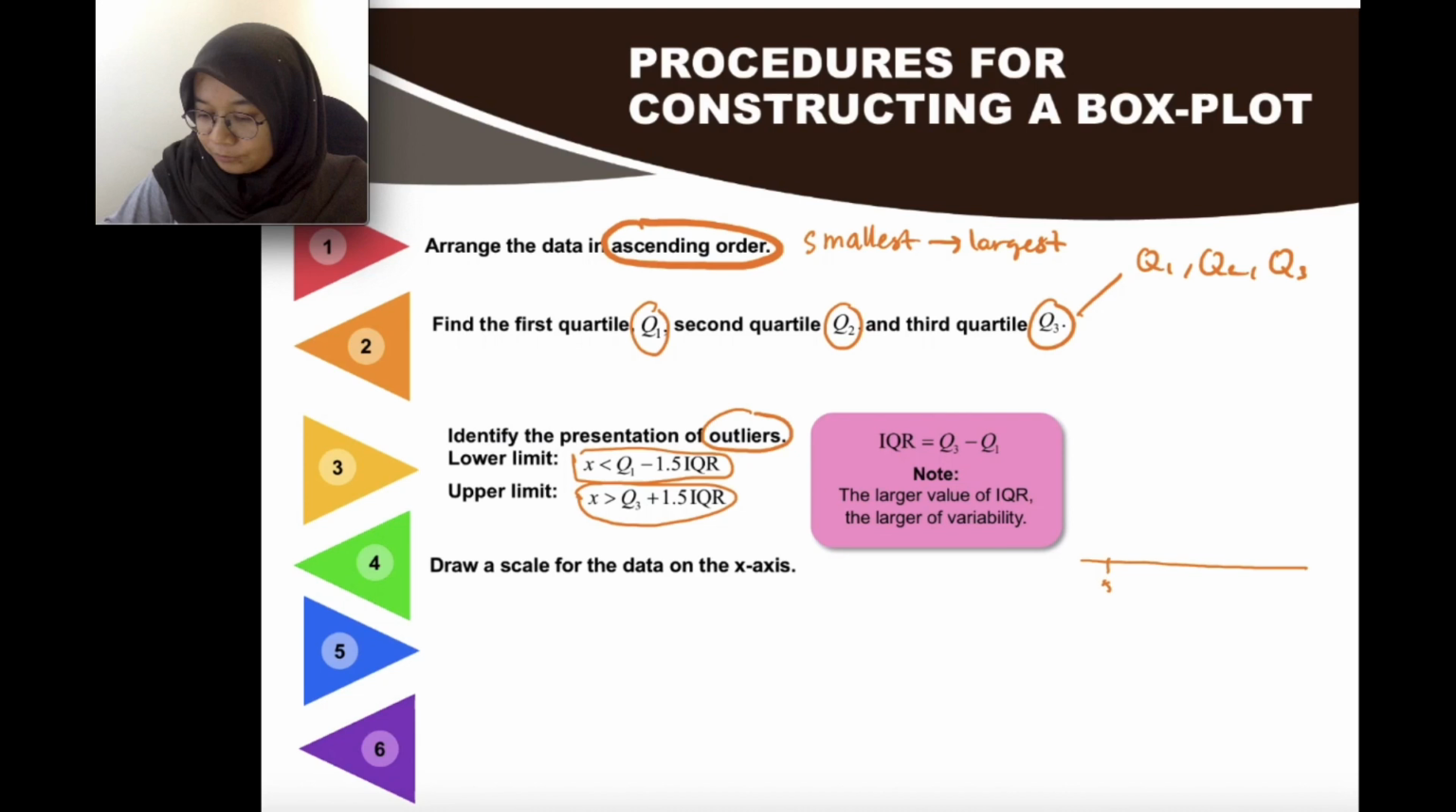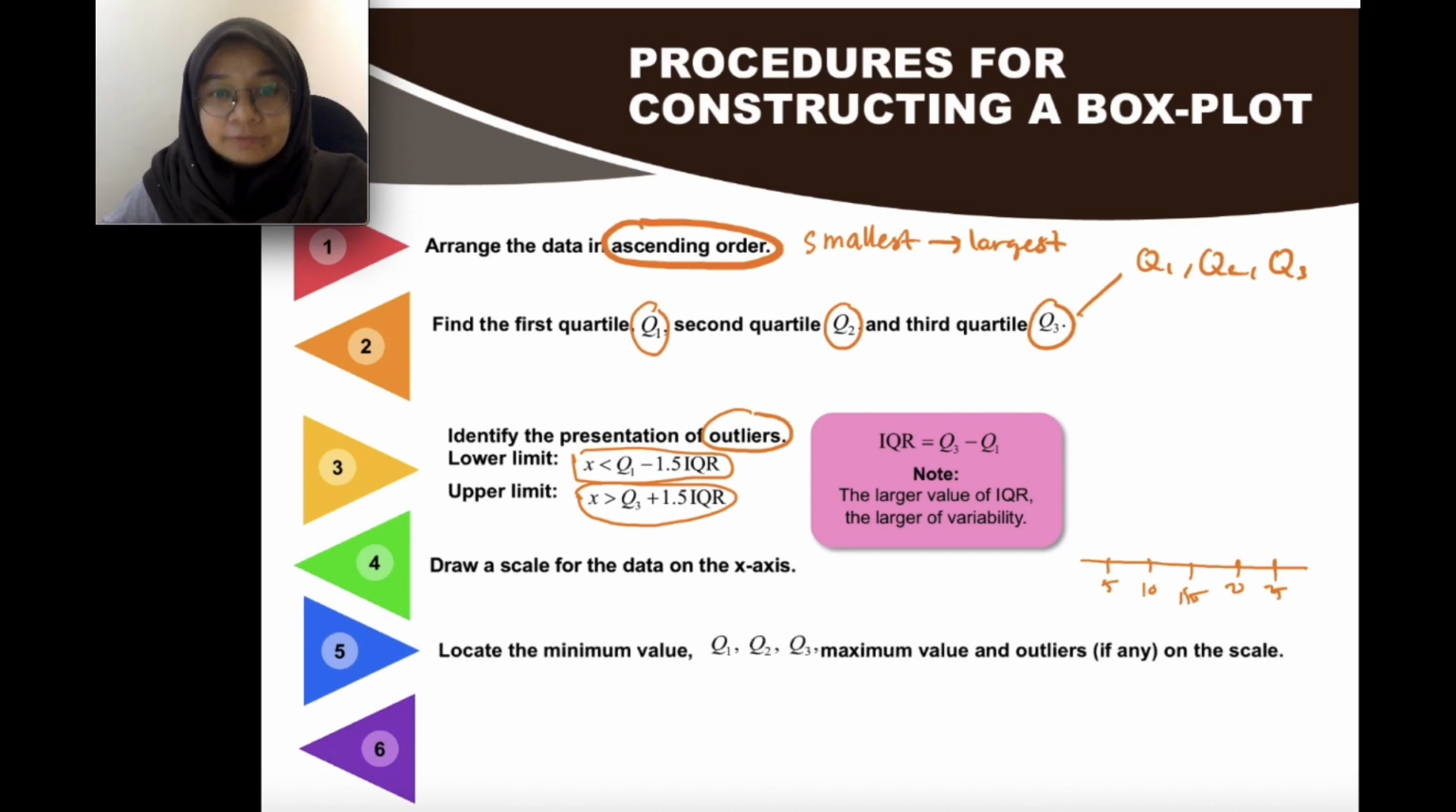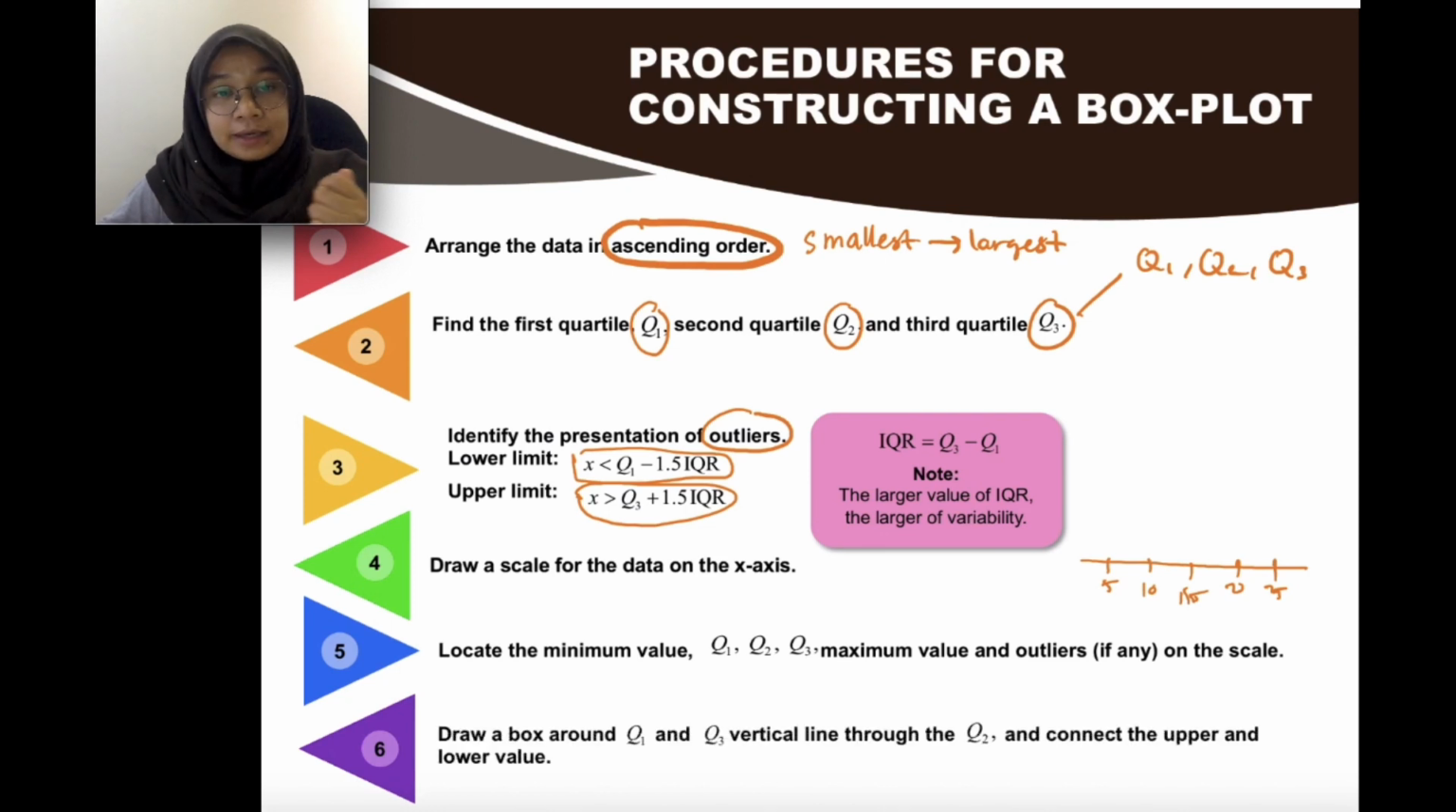So like here you put 5, 10, 15, 20 or 25. It depends on your data. Next, step number 5, locate the minimum value, Q1, Q2, Q3 and maximum and outliers. So just now you have calculated your Q1, Q2, Q3 and then you put it into the scale here. Okay, and then number 6, draw a box around Q1, Q2, Q3, vertical line through Q2 and connect the upper and lower value. Okay, so for example, I'll give you one example.